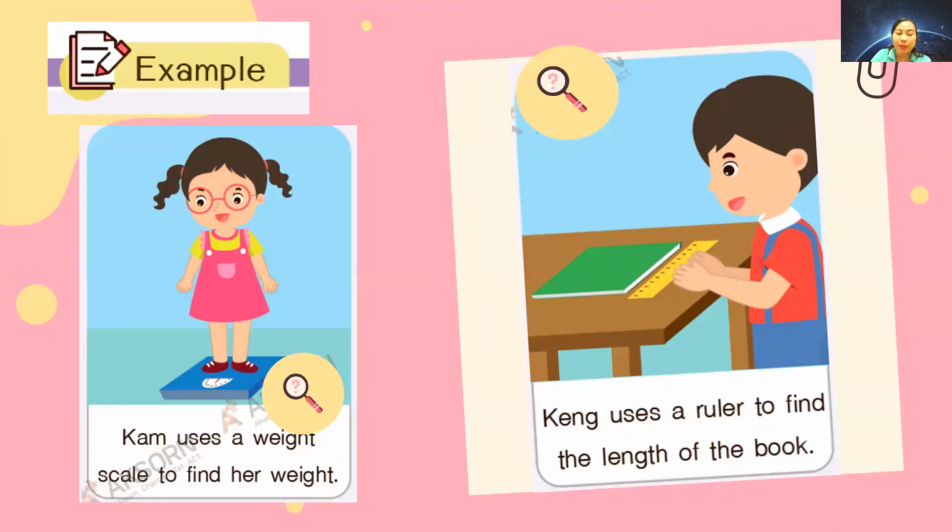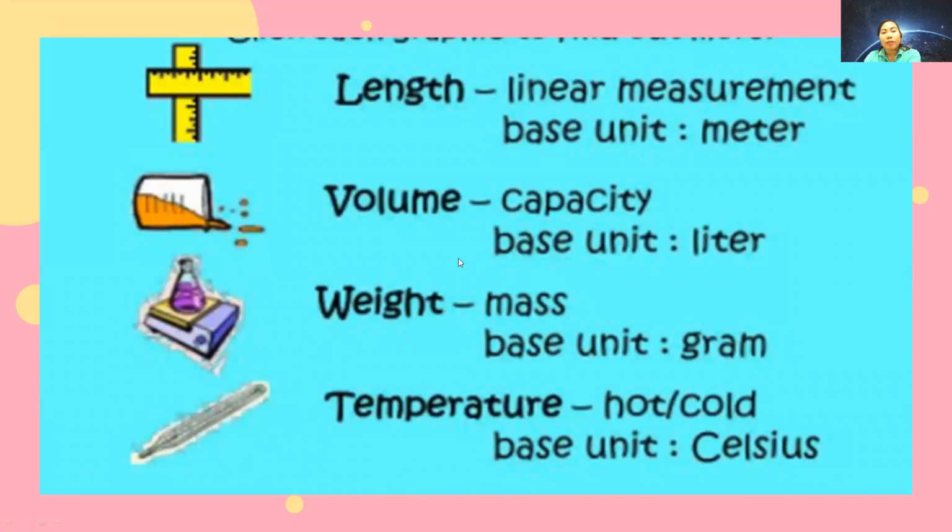Here are some examples when we are measuring things. So here, Cam uses weight scale to find her weight. So she uses weight scale. And here, Kang uses a ruler to find the length of the book. How many centimeters is the book or how many meters?